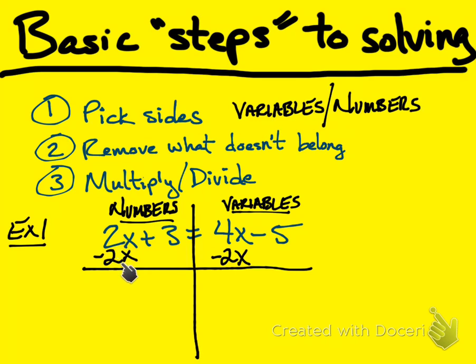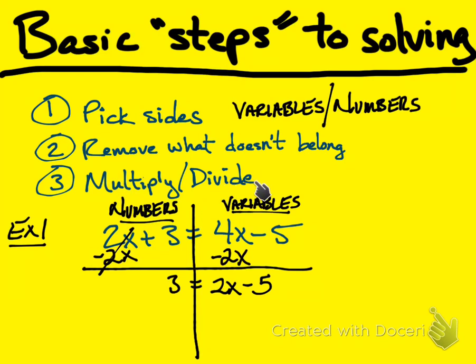So 2x minus 2x, that's gone. I don't need to put anything there. And then I just have 3. And on this other side, I have 4x minus 2x. Well, that gives me 2x, and I have a negative 5 to bring down. Now I look again. I say, okay, that's my number side. It's got just numbers here. That's good.